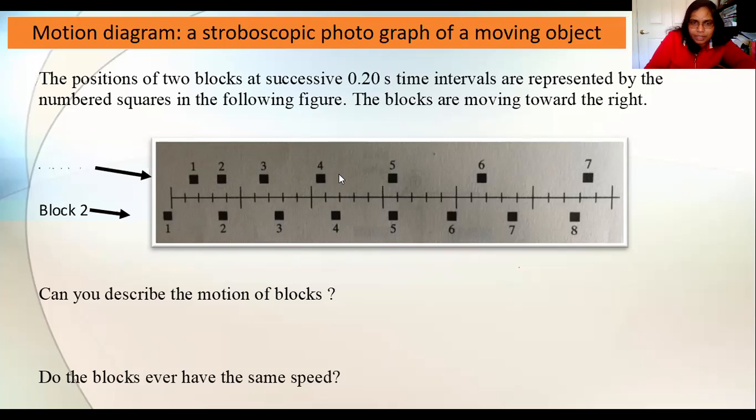Then let's look at 4 and 5. So 1, 2, 3, 4, 5. Here it's moving only 4 distances, right? So from 4 to 5, block 1 moves more distance than the second block. So from 3 to 4 on block 1 and 3 to 4 on block 2, they are maintaining the same velocity because their distance moved over the time is the same. But every other place it does not, because block 1 is accelerating. So it's increasing its speed at every point.